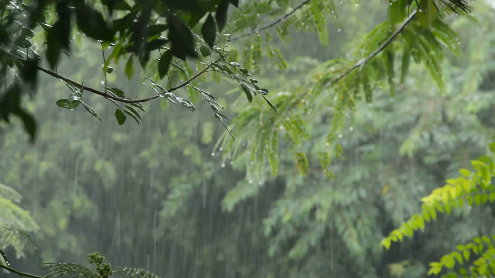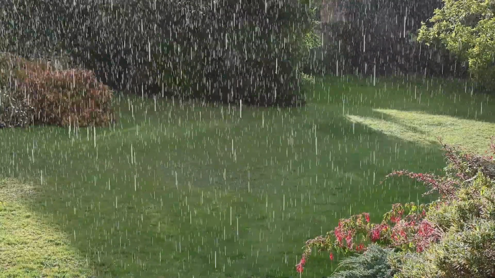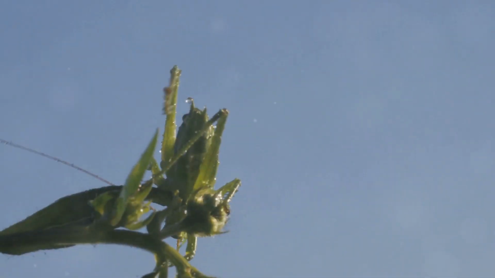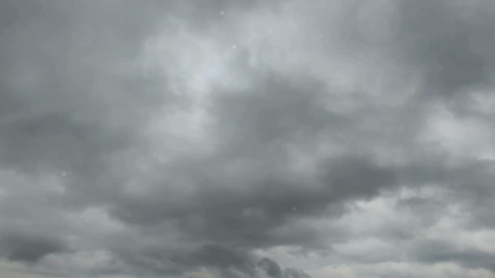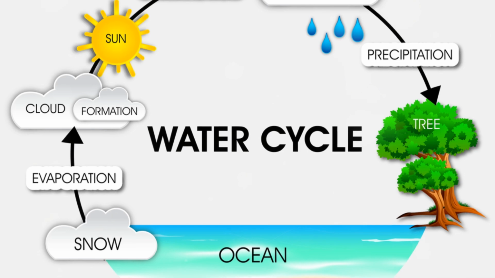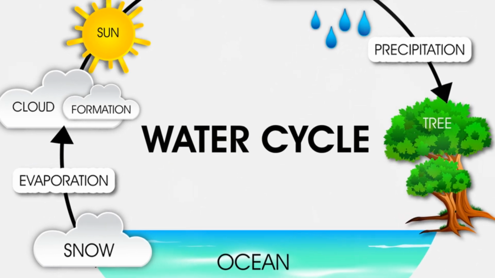Rain is a gift. It falls from the sky and nourishes the earth. Plants and animals rely on rain to survive. Without rain, our planet would be a very different place. Have you ever wondered where rain comes from? It's all part of a fascinating journey called the water cycle.